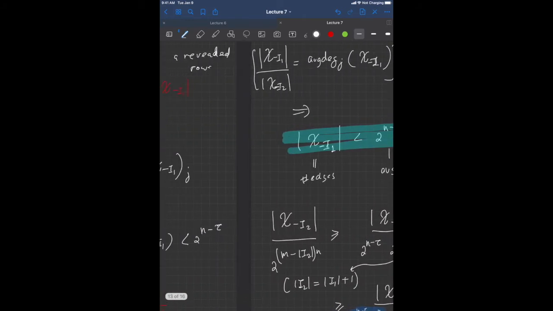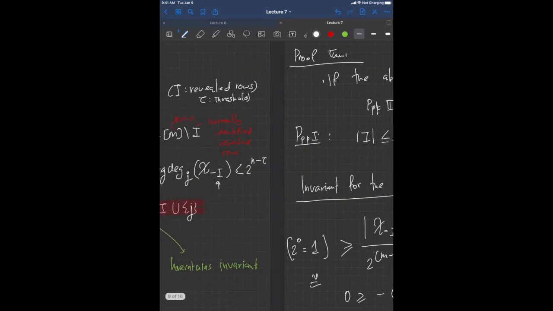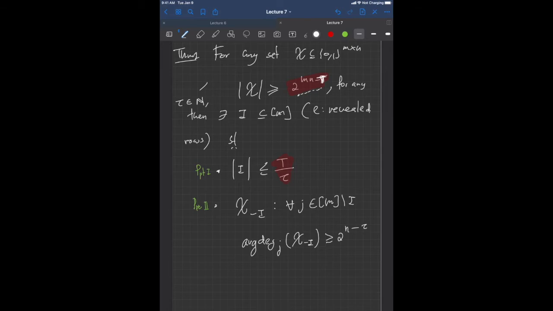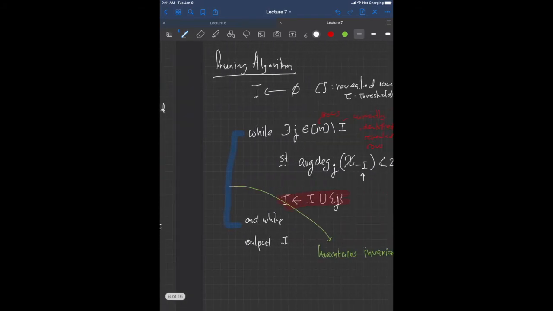Okay. Yeah, if there are no questions, so what did we end up proving? We ended up proving that the number of revealed rows is bounded by the communication by the threshold. Okay. So what do we do? So what is our process?